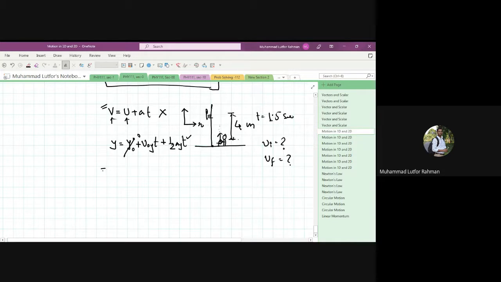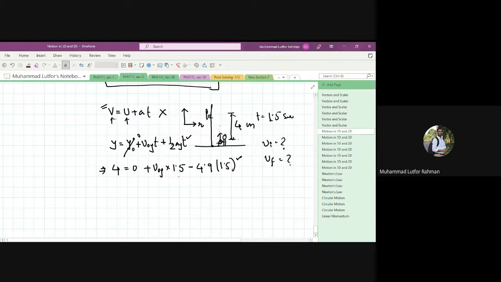v naught y, that I have to find out. I know y is 4, right? I'm just plugging in the values. So y equals 4, y naught equals 0, v naught y is what I want to know. t I know, which is 1.5. And g would be basically minus 9.8, right? Minus 9.8 divided by 2, that's going to be 4.9 times 1.5, sorry, 1.5 squared.